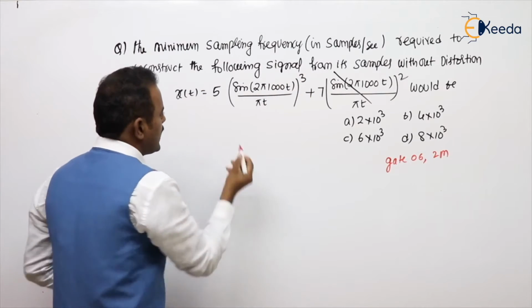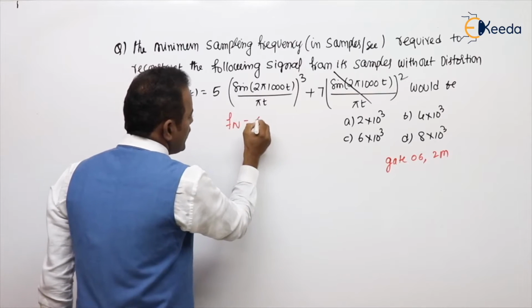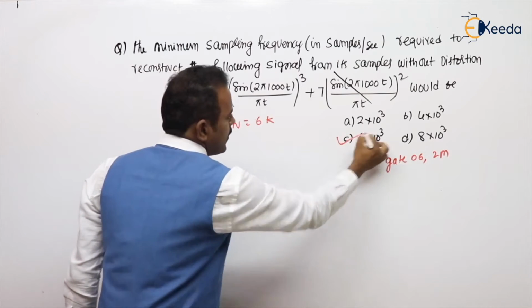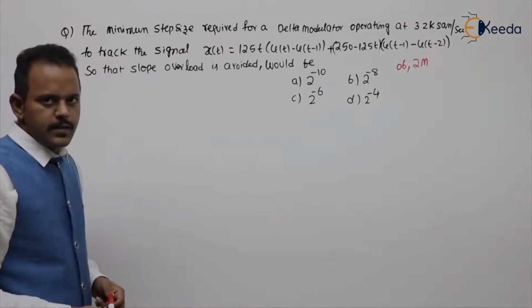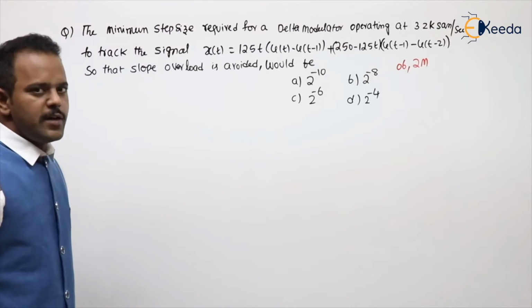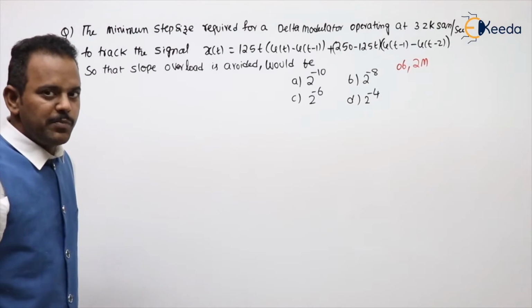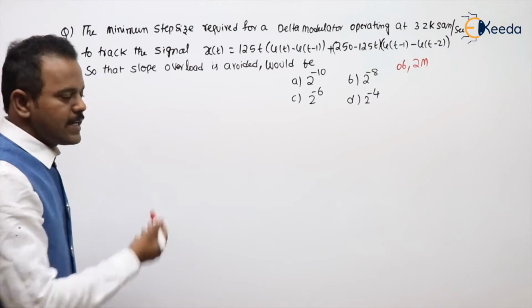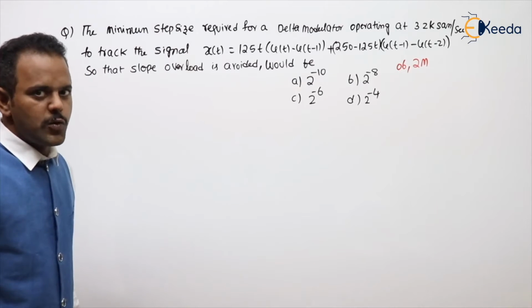So what is the Nyquist rate? fN will be 6k. So option C is the answer. See, one of the excellent problems, and see how simply we are solving. This was asked in GATE 2006 for 2 marks.